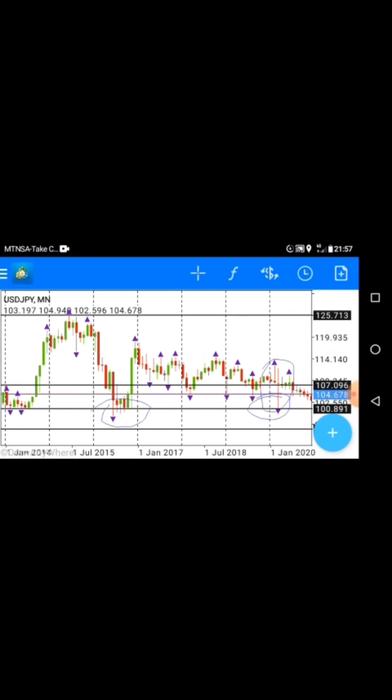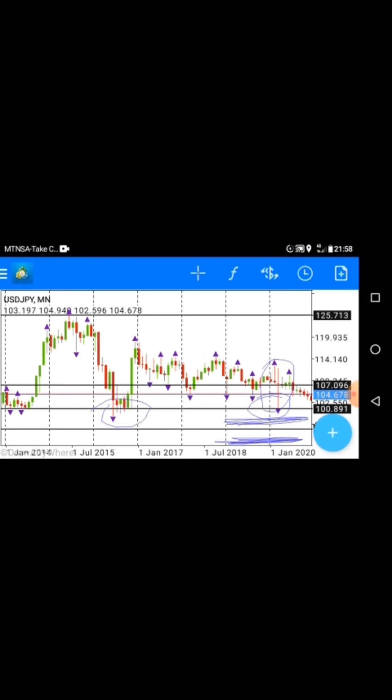Okay, and once you shoot your short, you need to then put your stop loss underneath the level of 61.8 or underneath the level of 50. That will be your decision, but you need to make sure that you put it underneath the levels.